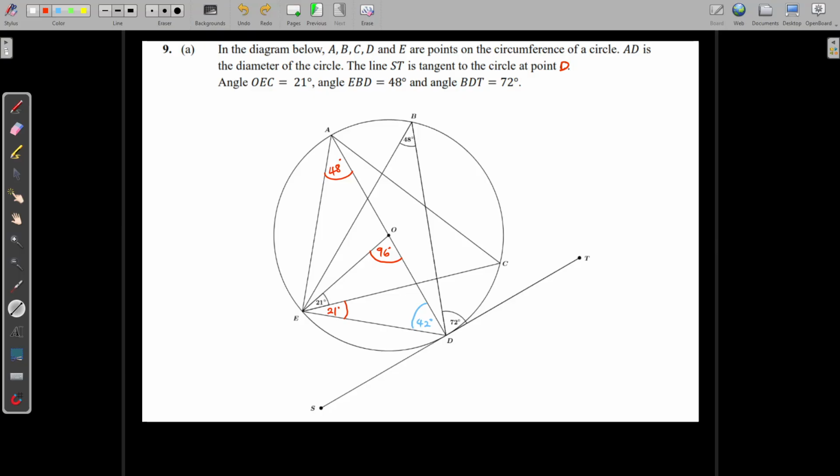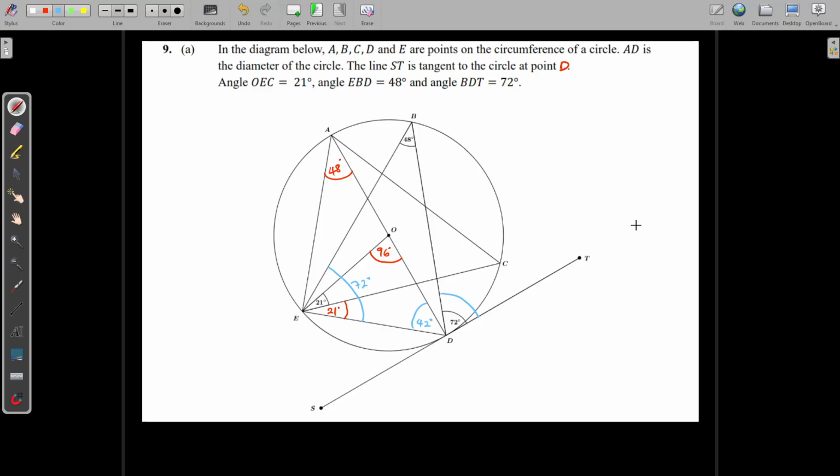So it's just the alternate segment theorem. The angle formed by a chord and a tangent is equal to the angle formed in the opposing end of the triangle. So all of this would add up to 72 because this is 72. So that's the reasoning behind that.